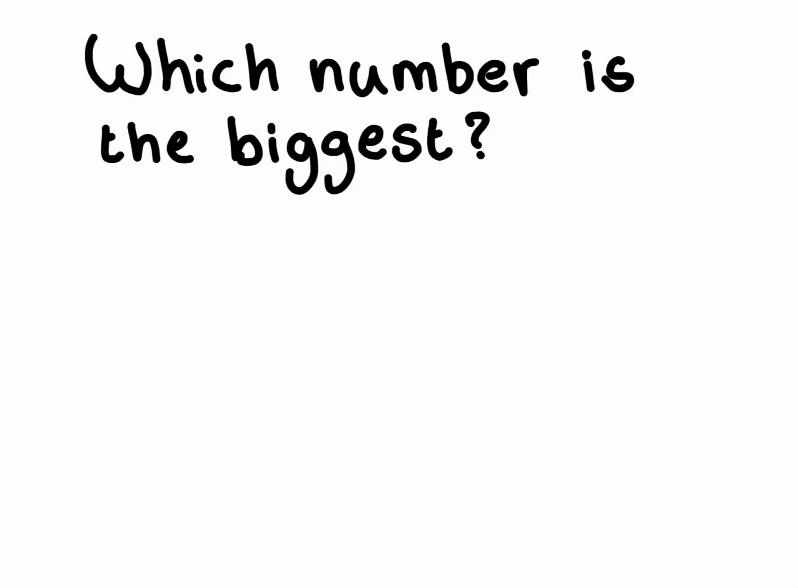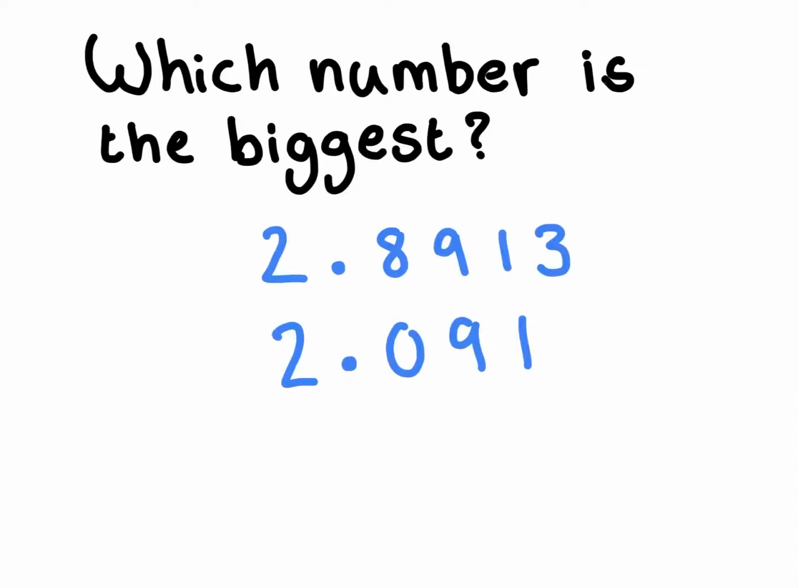Well, the first rule I want you to do is to put two decimal points, one above the other directly. And then you can fill the numbers in. So we'll start off with the first number just to show you how it's done. You can see that both numbers are equal, so we don't know yet. And then we'll move on to the next number. And clearly we can see that the 8 is bigger than the 0, so we can say that the top number is the biggest. Pretty simple.